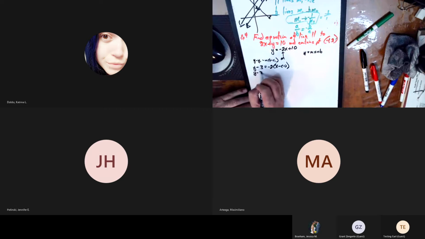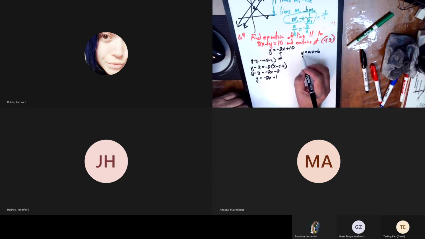Y minus 3 is equal to -2x. Minus a minus becomes plus 1. Plus 1 times -2 is -2. And then I need to do what to get y by itself? Y is equal to, I got to get rid of a -3, so I'm going to add 3 to both sides. -2x minus 2 plus 3 is +1.